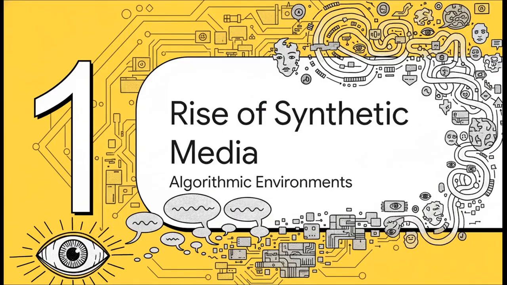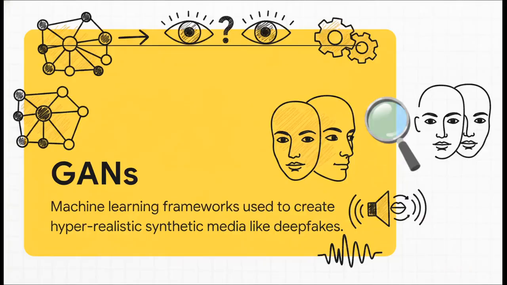So, Section 1, the rise of synthetic media. Because we aren't just dealing with basic rumors anymore. We are dealing with artificially generated realities. To really grasp this, we've got to understand the tech first. We're talking about GANs, or Generative Adversarial Networks.